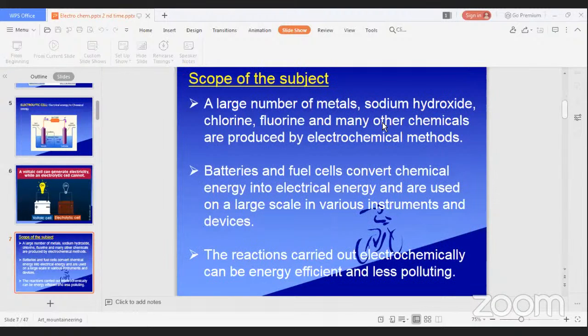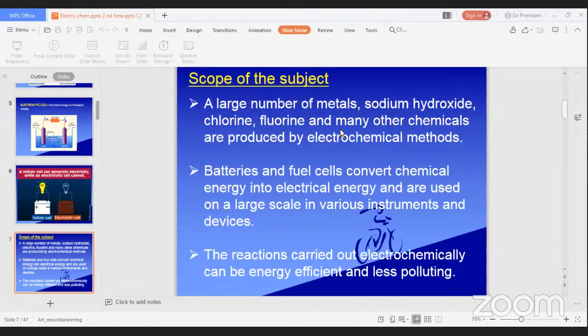So what is the scope of this subject? What is the scope of electrochemistry? What are the uses? First, a large number of metals like sodium and potassium can be prepared by using electrochemistry. Electrolytic cells are there, and electrolysis is one of the processes. By using that process, we can synthesize metals like sodium and potassium. And also we can prepare sodium hydroxide, chlorine, fluorine. All these chemicals can be produced by electrochemistry.